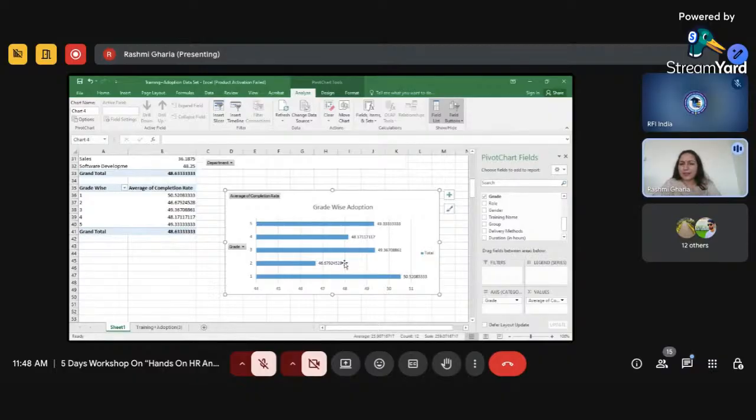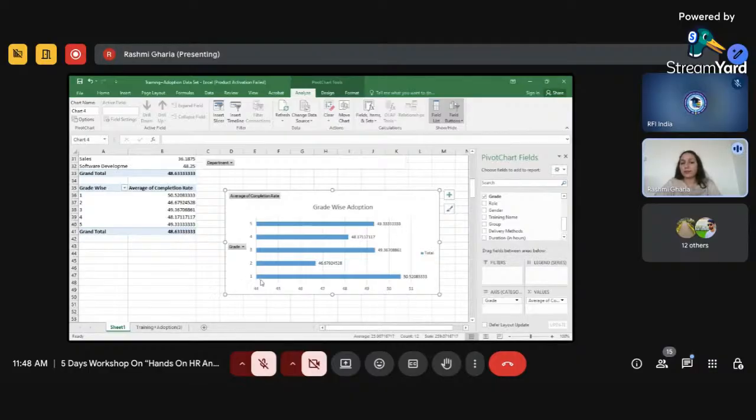In general, if we see, it is almost close, right? 49, 48, 50. If we see here, the grade 2 employees have lower adoption, and we also observe the age group, right? In the age group also, the 25 to 30 age group people have less adoption. Here also we can observe grade 2 has a lower adoption rate in comparison to the others.